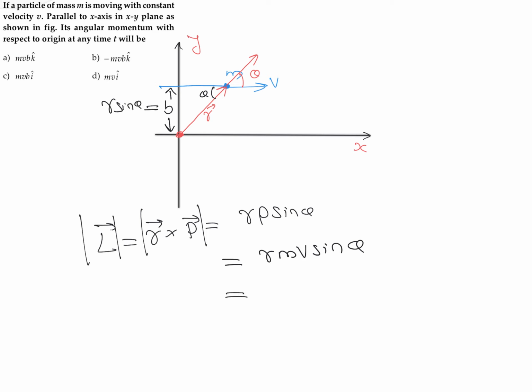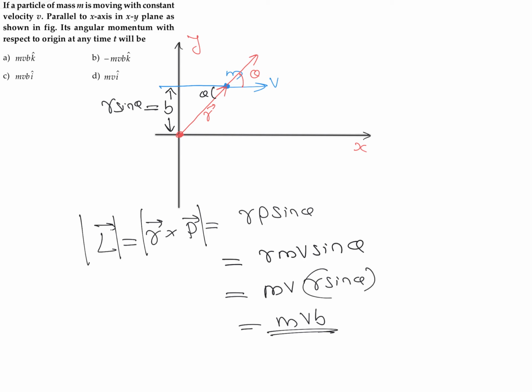So if I modify this equation, m into v into sin theta into r can be written as m into v into r sin theta. I'm writing in this form because we just came to know that r sin theta is nothing but b. So you can write m v b as the equation for the magnitude of angular momentum.